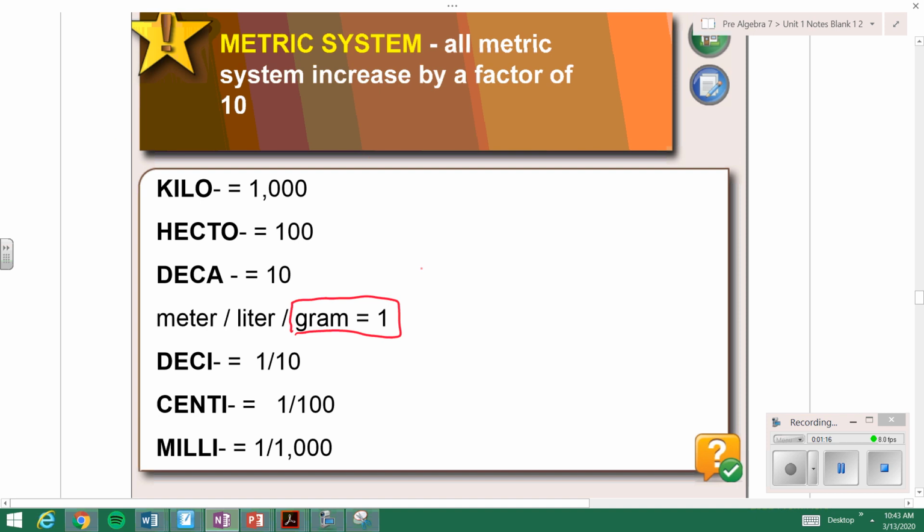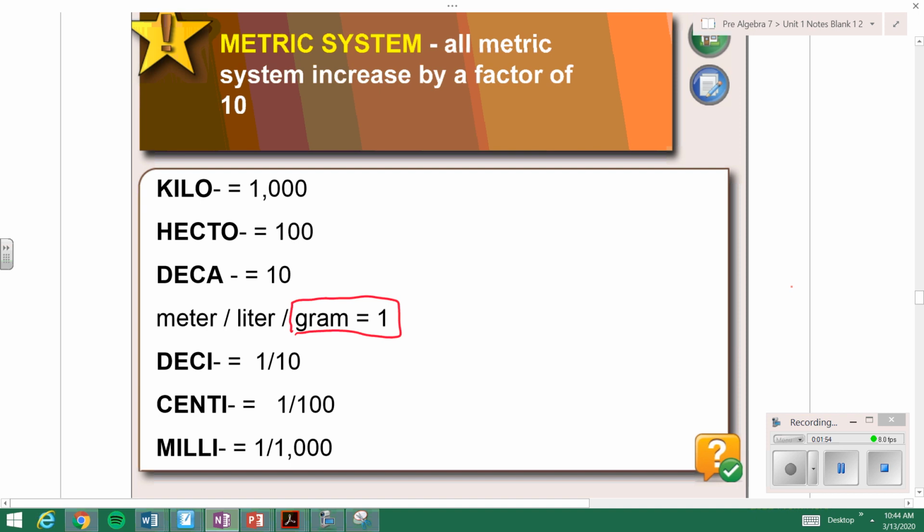If you have 10 meters, you have a decameter. If you have 100 meters, you have a hectometer. If you have 1,000 meters, you have a kilometer. A decimeter is 1/10 of a meter. A centimeter is 1/100th of a meter, and a millimeter is 1/1000th. I would highly recommend, if you're not familiar with these things, take a look at a ruler or a measuring tape that is lying around your house and look at the metric side and see how that compares to the customary, the inches and feet side.